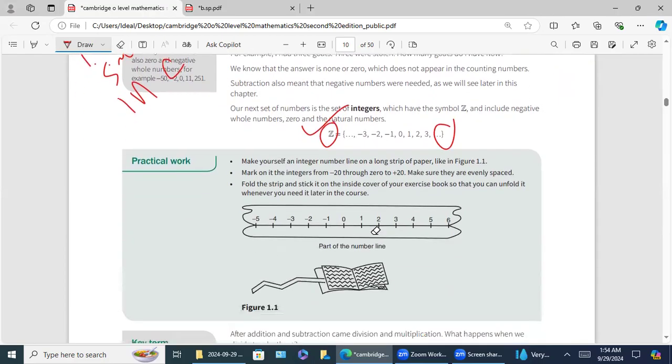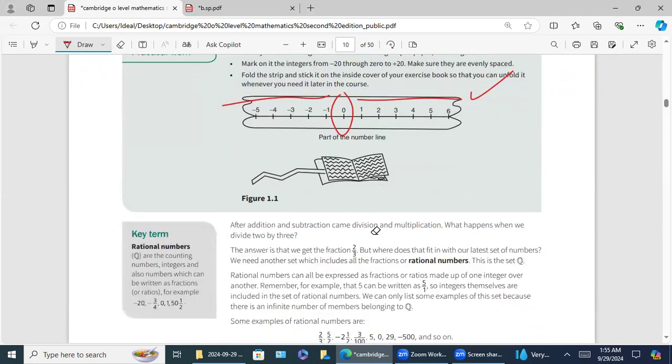So next, this is an example of integers. We can divide them into two parts. Part one is positive and part two is negative, and 0 is neutral. Okay, I think so. Got it.